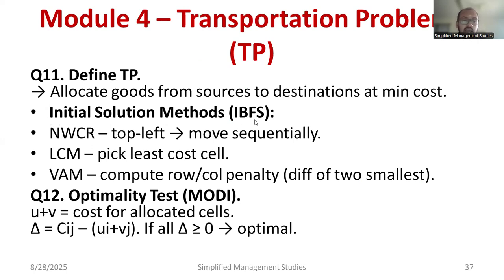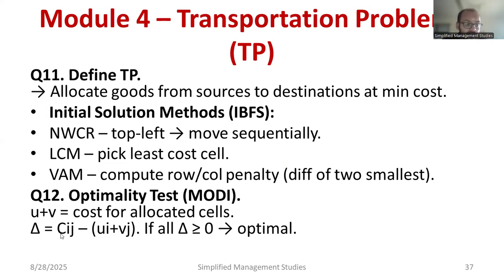Initial solution method, IBFS. There are different methods. One is NWCR, start at the top left and move sequentially. Other one is called LCM method, pick the least cost cell. Third one is called VAM method: compute row and column penalties, like the difference of the two smallest costs. Other one is called MODI method. It is also known as optimality test. U plus V is equal to the cost for allocated cells.